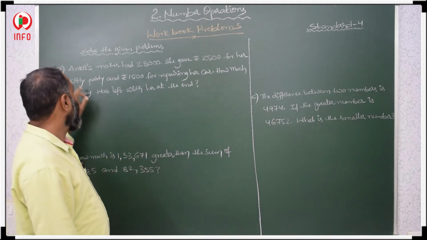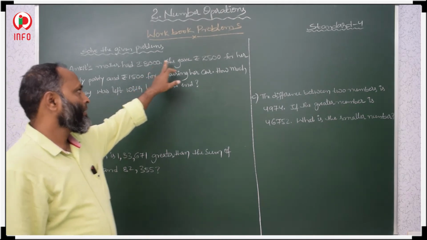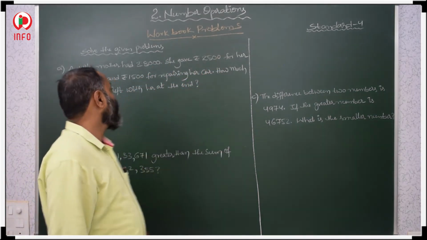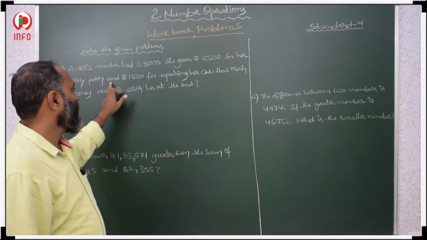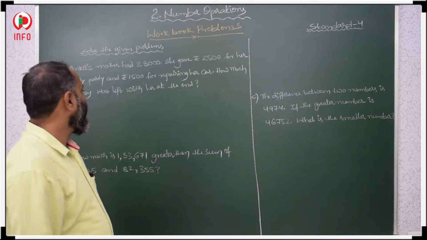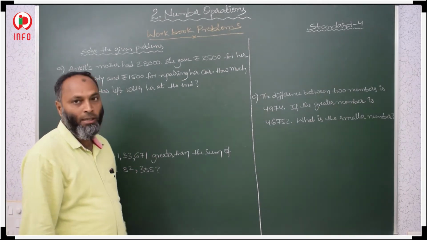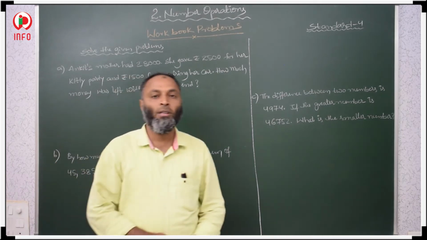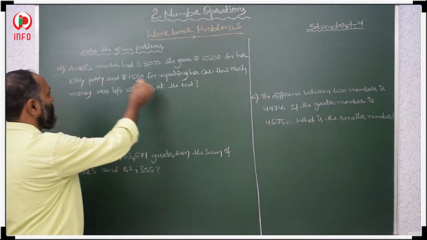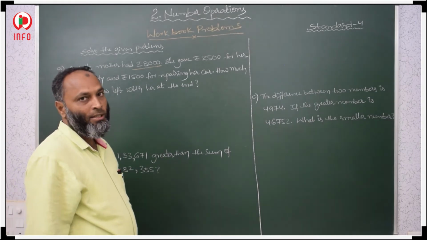Problems. Ankit's mother had rupees 8,000. She gave rupees 2,500 for her kitty party and rupees 1,500 for repairing her car. Then how much money was left with her at the end? So total amount, how much is she having? 8,000 she is having.